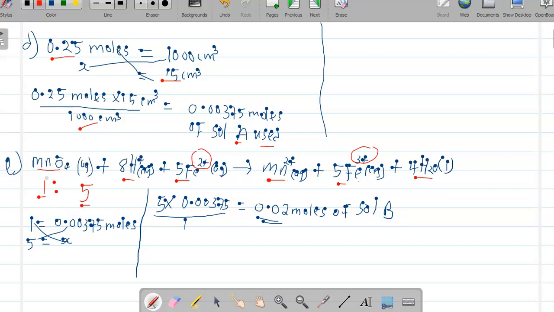Since you have the number of moles of the manganate ion, or solution A, you say the mole ratio 1 is equal to 0.00375, which is the number of moles of solution A, potassium manganate(VII). Then what about 5, the mole ratio of iron(II) sulfate? How many moles will it be equal to? Cross multiplication: you multiply 5 by this number of moles, then divide by 1. You get 0.02 moles of solution B used. That's how you calculate the number of moles of solution B.